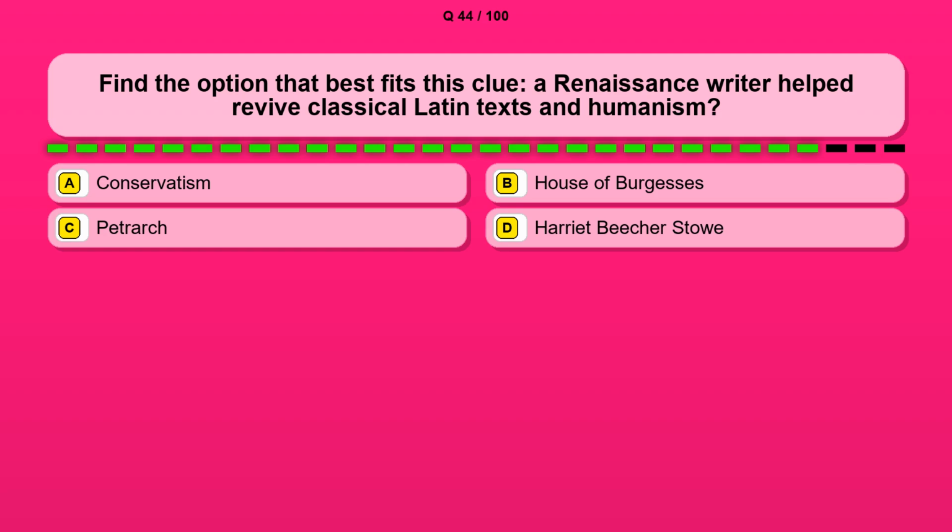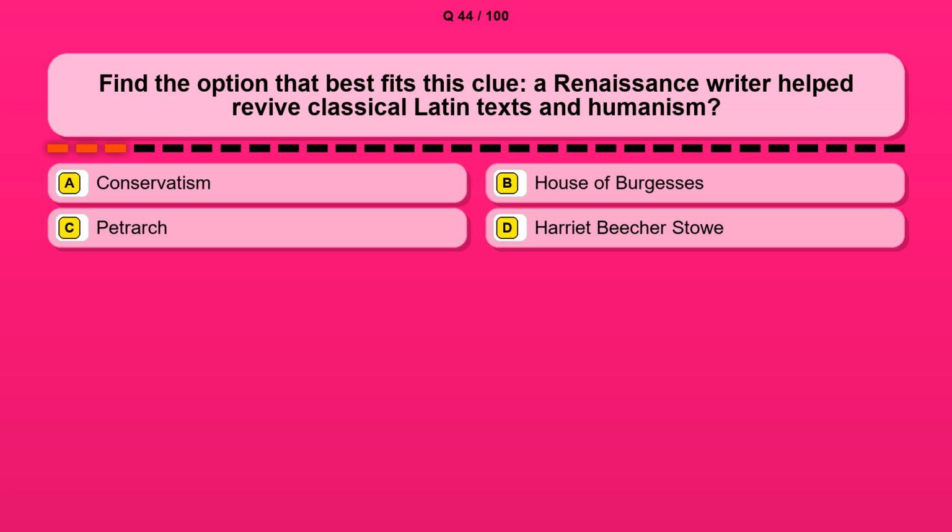Question 44. Find the option that best fits this clue. A Renaissance writer helped revive classical Latin texts and humanism. Option A, conservatism. Option B, House of Burgesses. Option C, Petrarch. Option D, Harriet Beecher Stowe.